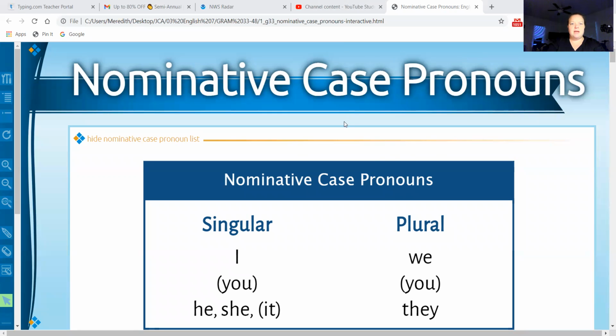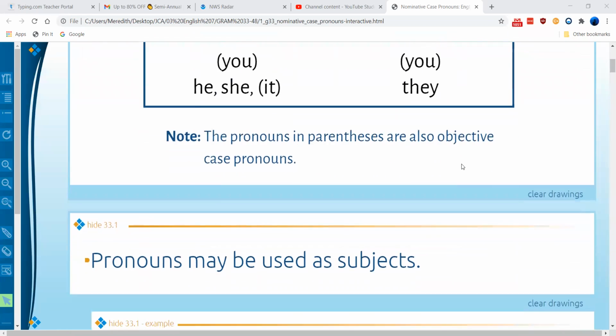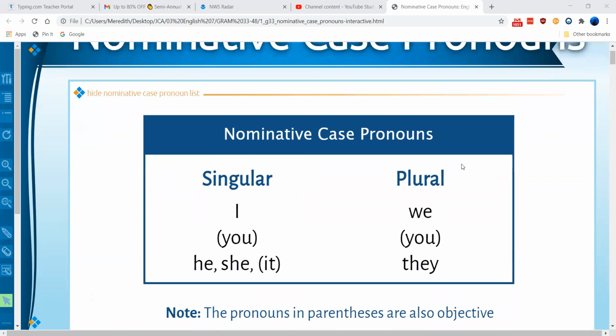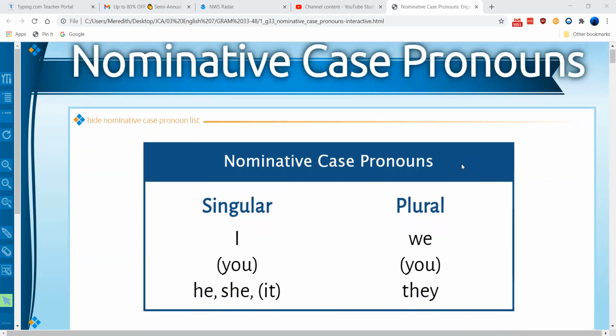So go ahead and you should be able to see, if you look on the screen, it covers what you see on page 124. So we know, obviously, if nouns can be used as subjects, then pronouns may also be used as subjects. That's the first example they give us of nominative case pronouns. The nominative case pronouns come from the personal pronoun list. You have singular, which is I, you, which is always singular or plural, and then he, she, or it. And in plural, we use we and they.